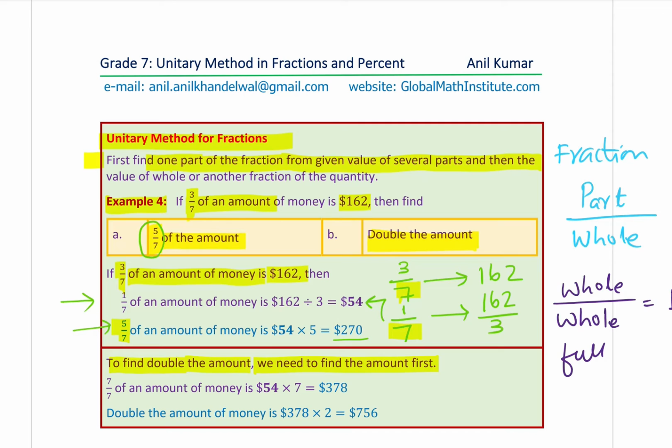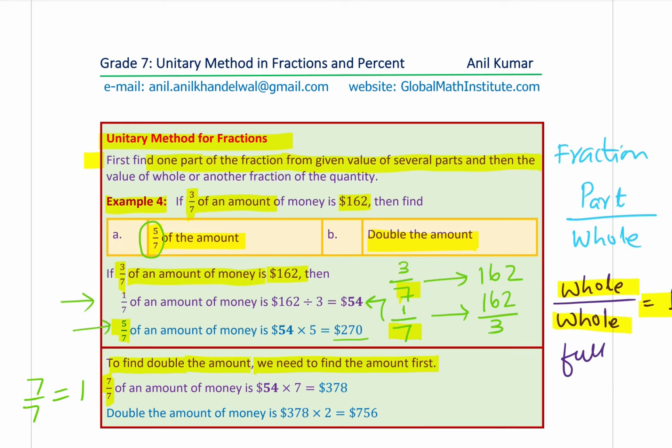So full amount means 7 out of 7. Do you understand? When we say 7 out of 7, it means full amount, right? 7 out of 7 is one whole. That is one full amount. That's what I mean when I write whole over whole, which is 1. Do you get the idea?